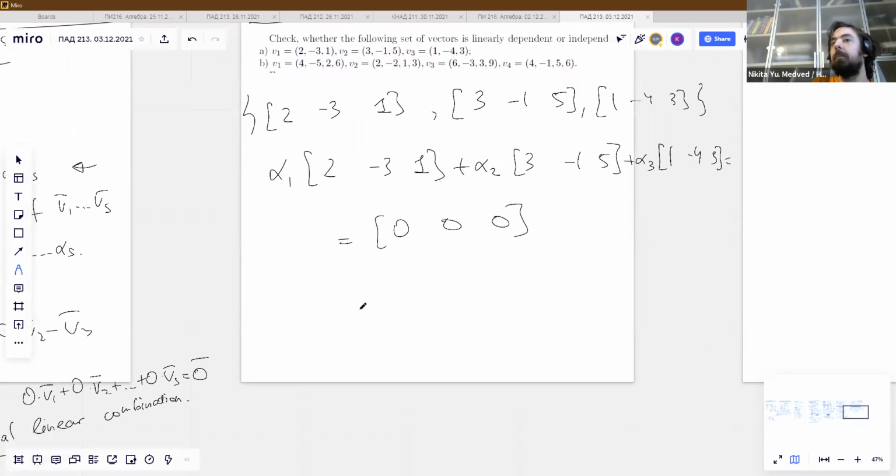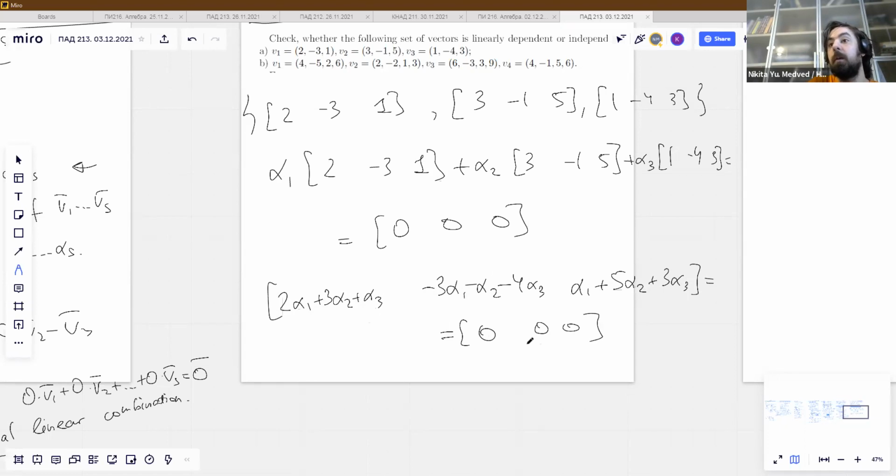Well, how to find whether those alphas exist or not? It's obvious. We have to simplify the left-hand side. If you really do the operations, it becomes 2 alpha 1 plus 3 alpha 2 plus alpha 3 in the first cell. The second cell becomes -3 alpha 1 minus alpha 2 minus 4 alpha 3. The last becomes alpha 1 plus 5 alpha 2 plus 3 alpha 3. And so this equals 0, 0, 0. But if two matrices are equal, then each cell is equal. So we obtain the following system of equations.